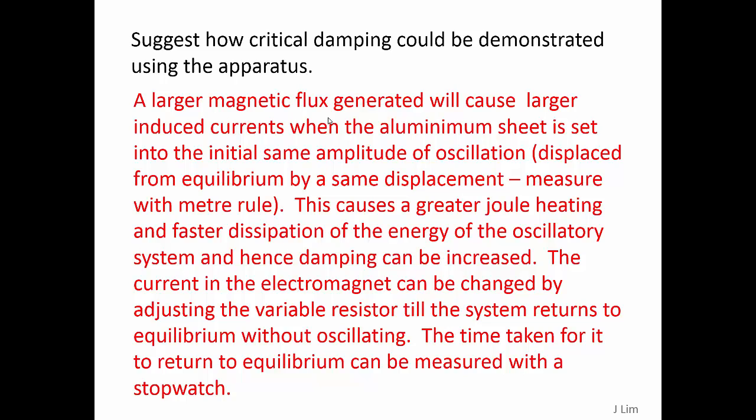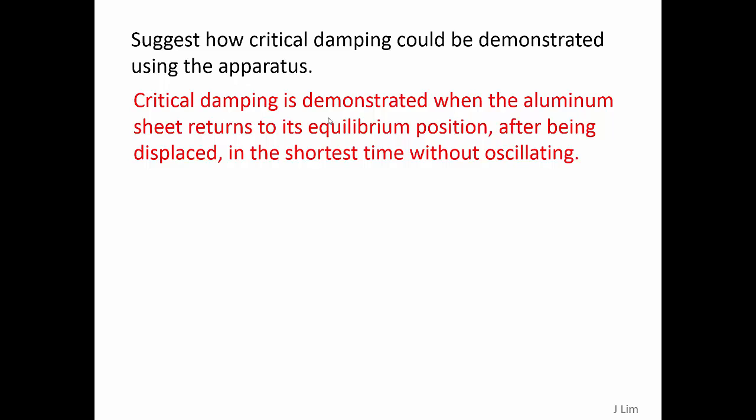This causes greater Joule heating and faster dissipation of the energy of the oscillatory system, and hence damping can be increased. The current in the electromagnet can be changed by adjusting the variable resistor till the system returns to equilibrium without oscillating. The time taken for it to return to equilibrium can be measured with a stopwatch. Critical damping is demonstrated when the aluminum sheet returns to its equilibrium position after being displaced in the shortest time without oscillating.